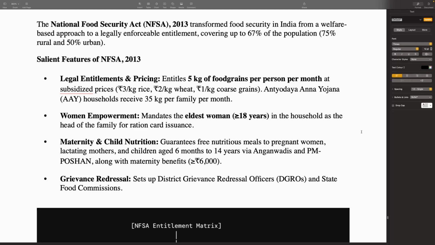Women empowerment: mandates the eldest woman more than 18 years of age in the household as the head of the family for ration card issuance. Maternity and child nutrition: guarantees free nutritious meals to pregnant women, lactating mothers, and children aged 6 months to 14 years via Anganwadis and PM Poshan, along with maternity benefits. Grievance redressal: sets up district grievance redressal officers and state food commissions.